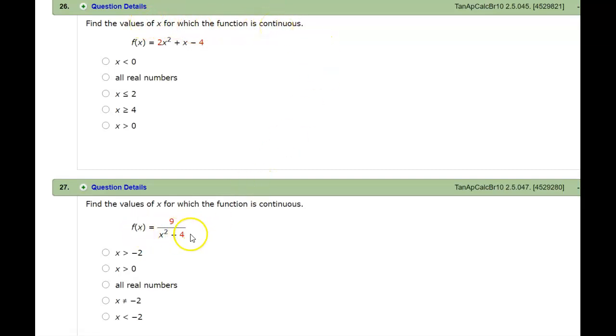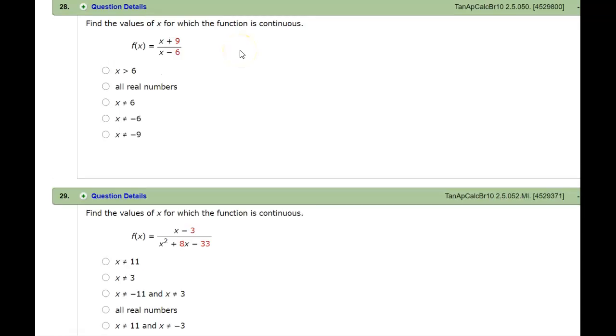In 27, the denominator is never 0, so there's really not a problem here either. But you can graph it and take a look. If you have a rational function, the previous one didn't have a 0 in the denominator, but this one does have a place where it's equal to 0 in the denominator, so there's definitely a problem with this graph. This one here has two places, if you factor this, that there's a 0 in the denominator.